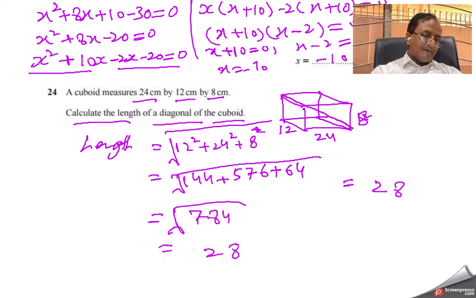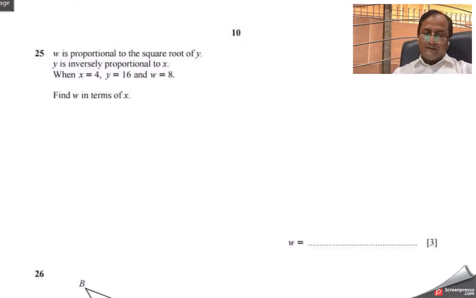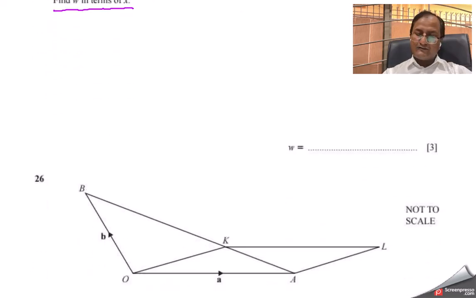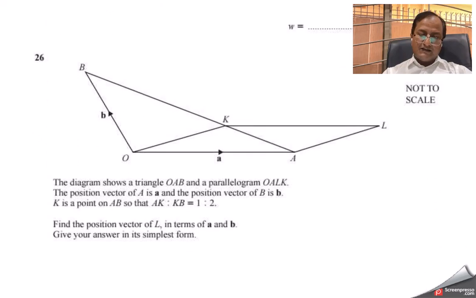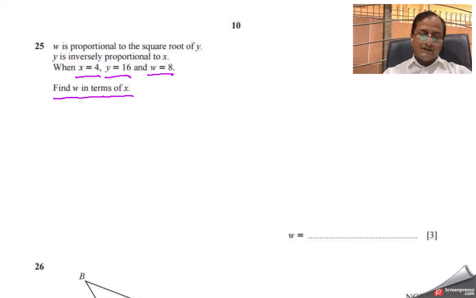Okay, now w is proportional to the square root of y, and y is inversely proportional to x. When x equals 4, y equals 16, and w equals 8. Find w in terms of x. This is question 25, and we are supposed to solve it. This is the question.